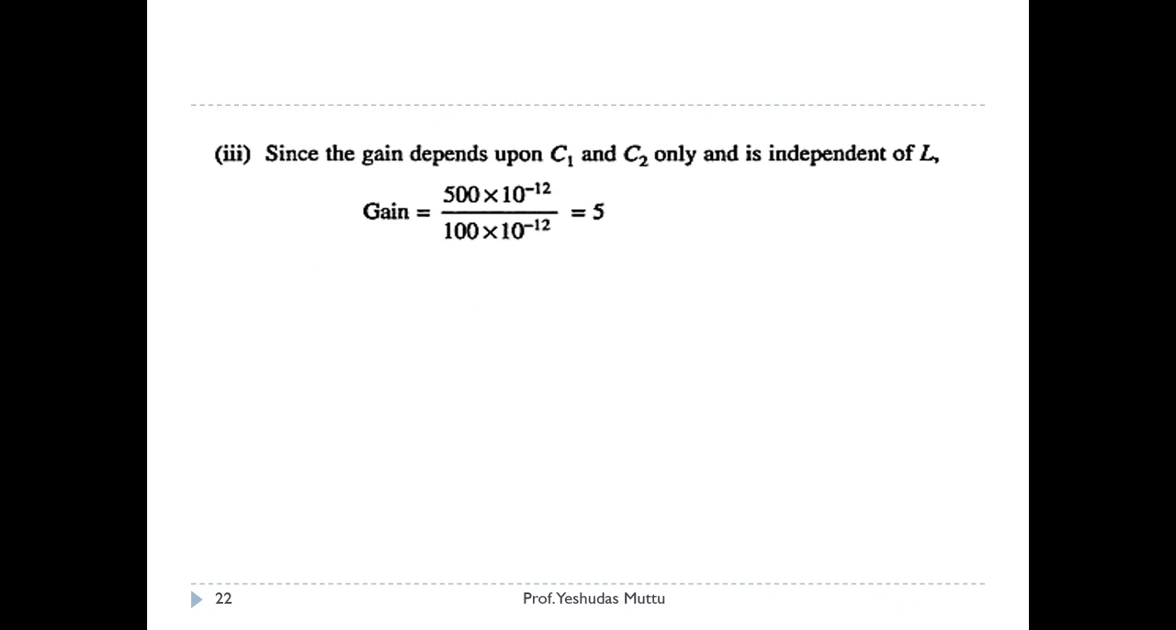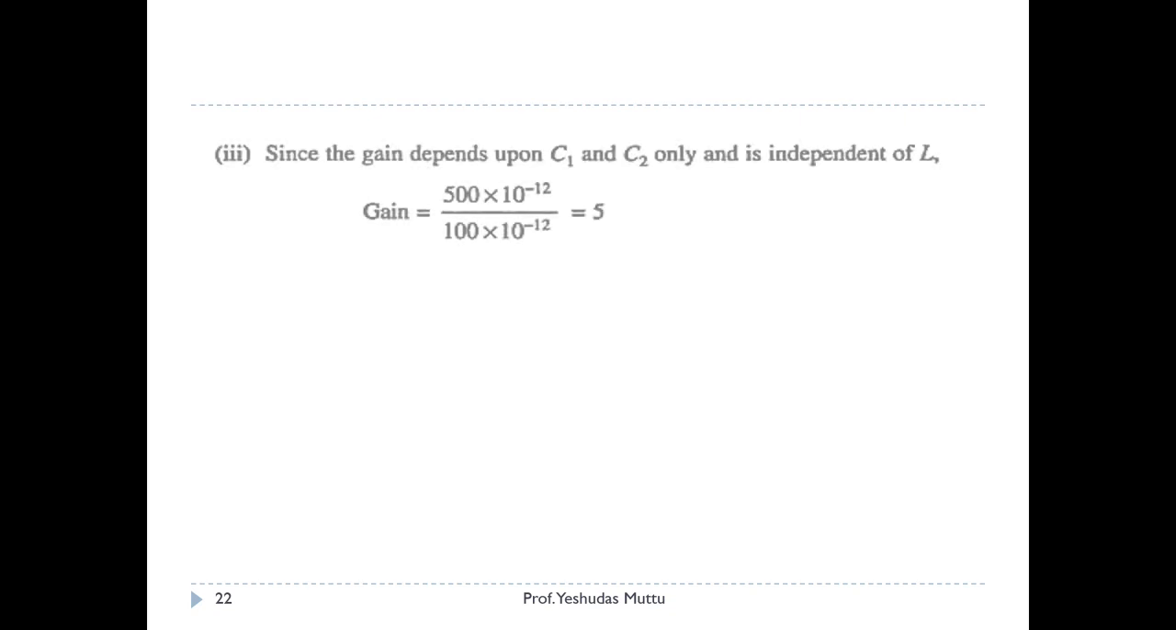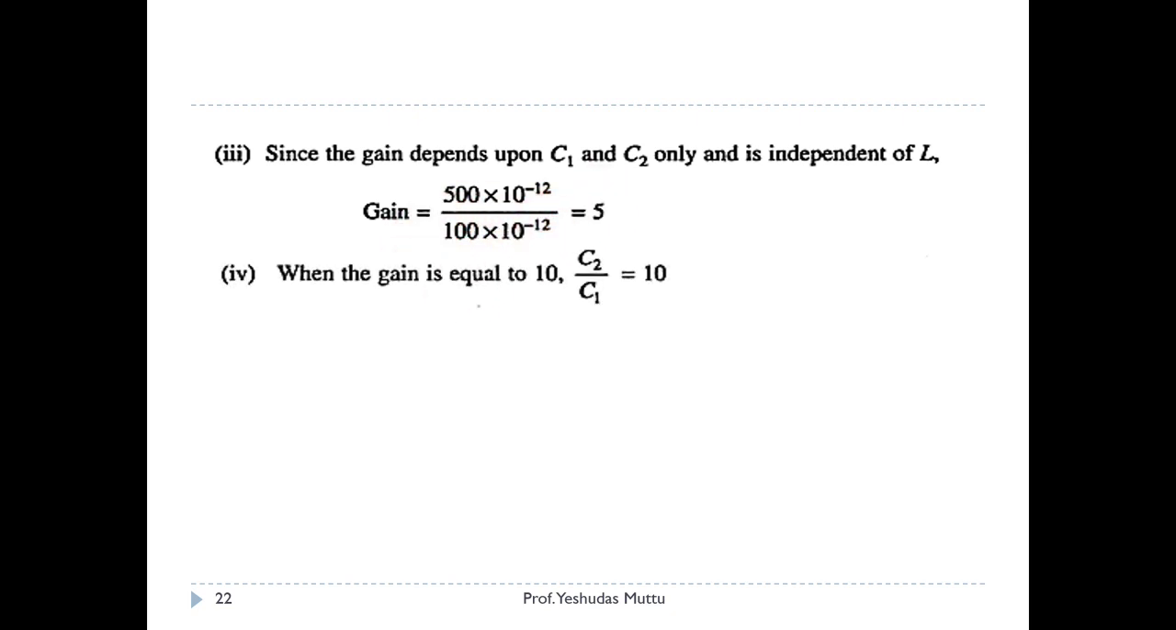Okay, the next thing which is asked in the problem was to find the value of C1 for gain 10. Now gain is varied. Gain was 5 over here. Now gain is made 10. If gain is made 10, find the value of C1. C1 is at the denominator side. So C2 by C1, C1 is unknown. So I am going to find C1, which is C2 by 10. Solve this, check whether you all are getting C1 as 50 picofarad.